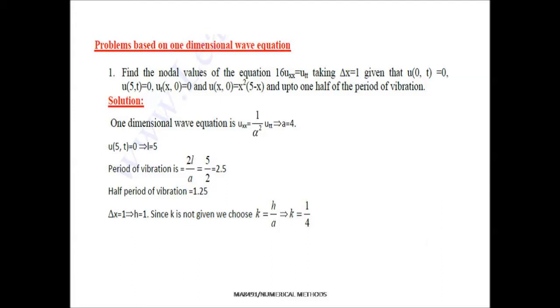Now we have found the data: A equal to 4, L equal to 5, and the half period of vibration. Finally we have to find our value of K. See that h is given but k has not been given. So we choose the formula h equal to ak, or k equal to h by a. So substitute the values of h and a, you will get k equal to 1 by 4. Now these are the values we are going to substitute in the formula.